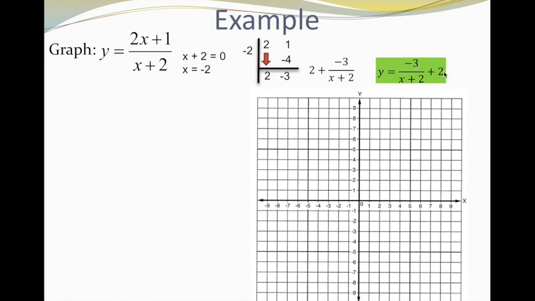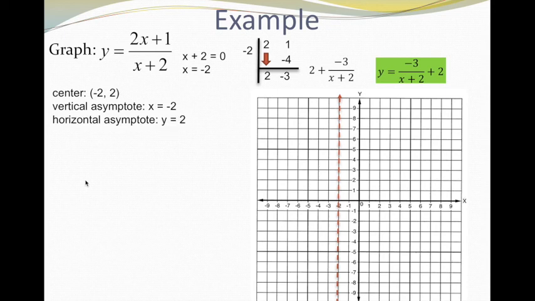Now I can find my center, -2 and 2. So now that I know my center, I can find my vertical asymptote, x equals -2. Then I can find my horizontal asymptote, y equals 2. So my domain is all real numbers except for x cannot equal -2. And my range is all real numbers except for y cannot equal 2.